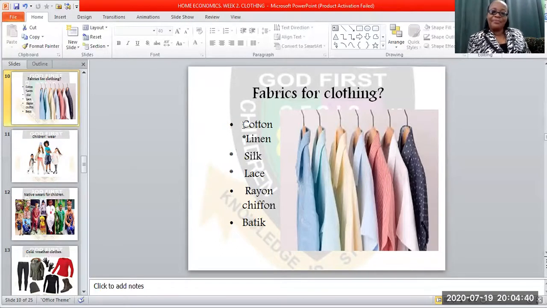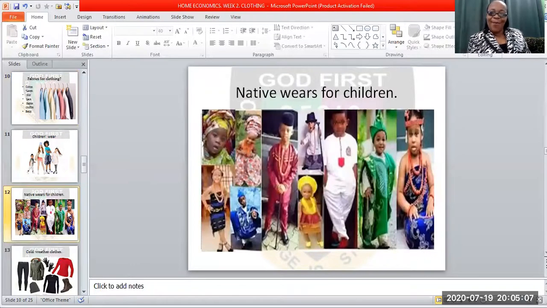Now we have examples: cotton, linen, silk, lace, rayon, chiffon, and batik materials. These materials are used to make our clothes. Are we together? We also said that children have clothes, children wear clothes, children can also wear native attire. Beautiful. Now let's go on.